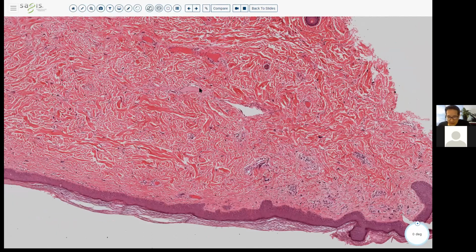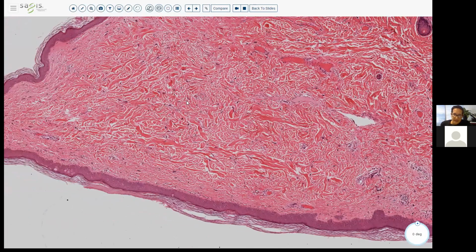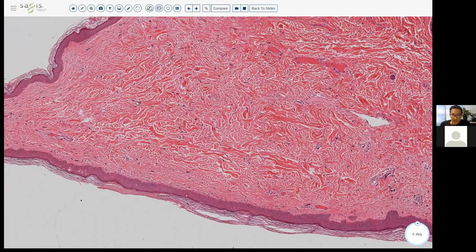Pleomorphic fibromas are also SMA positive, just like a lot of these fibrohistiocytic lesions. They are also CD34 positive, so that can help you if you did both stains, but they should be S100 negative.